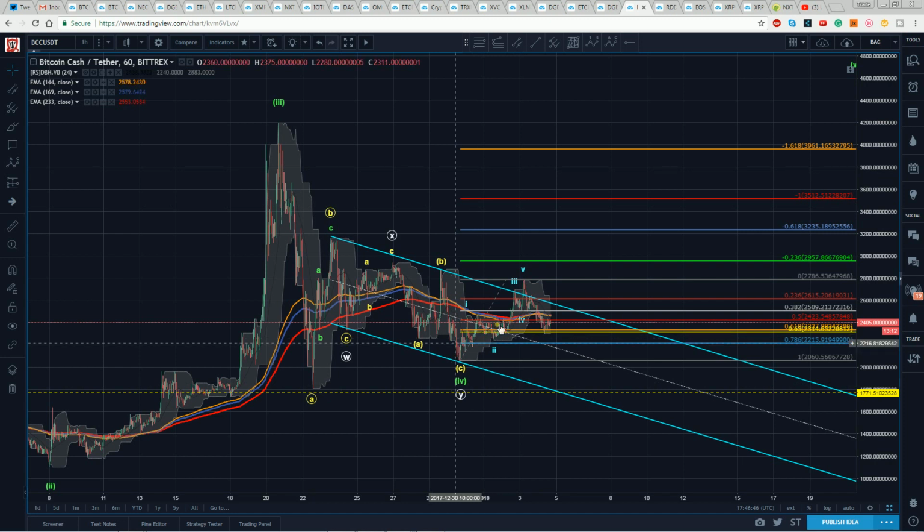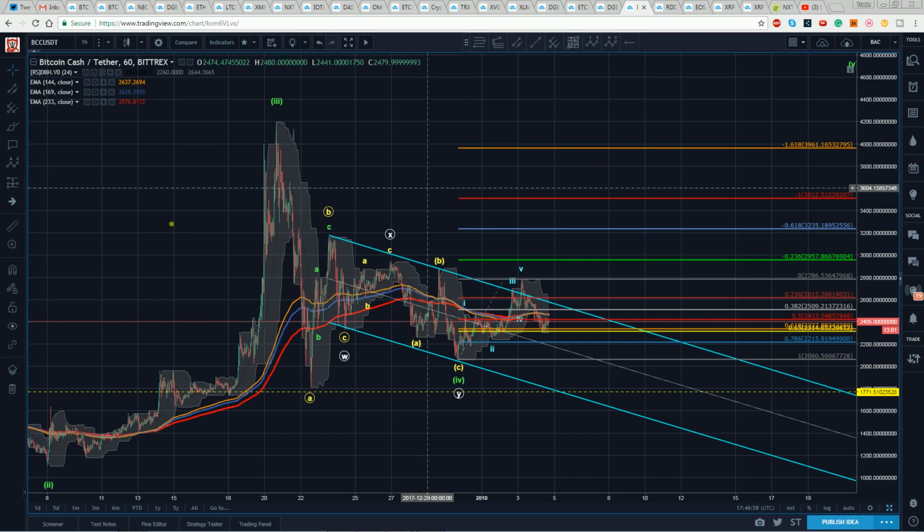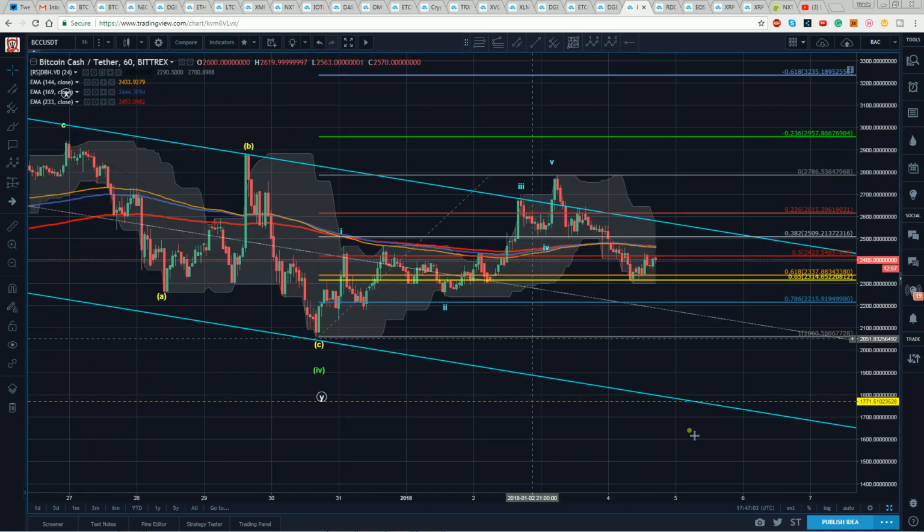Remember, we trend in 5s, correct in 3s. So if we're going to continue the uptrend to go up and challenge this high for a 5th, then we're going to do it in 5s, and we're going to correct in 3s. So let me open this up a little bit more, and we'll take a closer look at this.